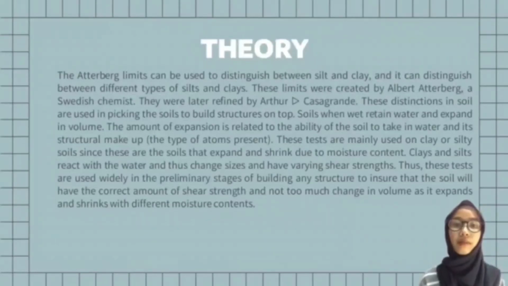Theory. The Atterberg limits can be used to distinguish between silt and clay, and they can distinguish between different types of silts and clays. These limits were created by Albert Atterberg, a Swedish chemist. They were later refined by Arthur Casagrande. These distinctions in soil are used in picking the soil to build structures on top. So when wet, soils retain water and expand in volume. The amount of expansion is related to the ability of the soil to take in water and its structural makeup, the type of atoms present.